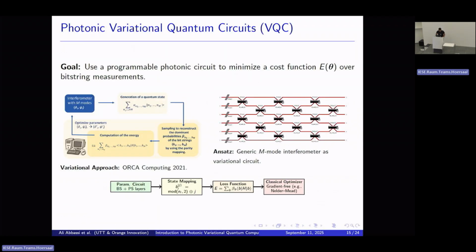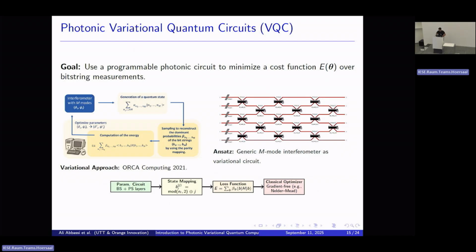All right, so this approach was proposed by Orca Computing. They are continuous variable photonics, and it was in 2021. So for a given set of parameters, what are these parameters? They are the values of the components we just mentioned, the beam splitters and the phase shifters. We are going to produce a quantum state. It means that we are going to do some measurement, and this measurement, as I said, has a lot of quantum states. It's not necessarily a qubit. We are going to map them to bit strings. And then those bit strings, we will use them to evaluate our cost function.